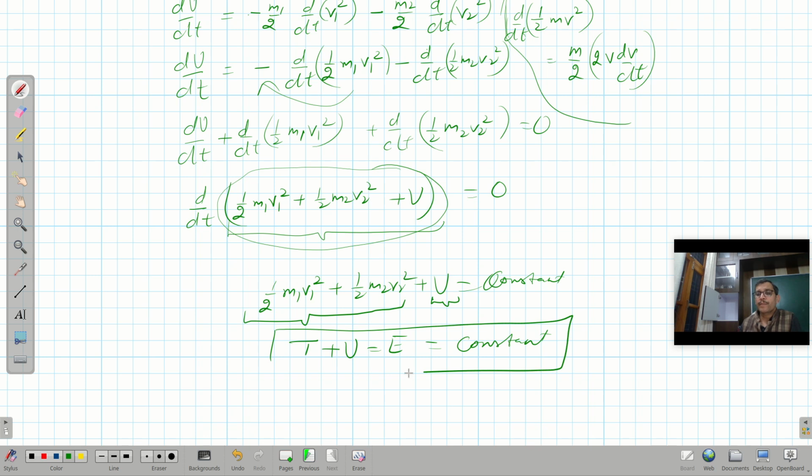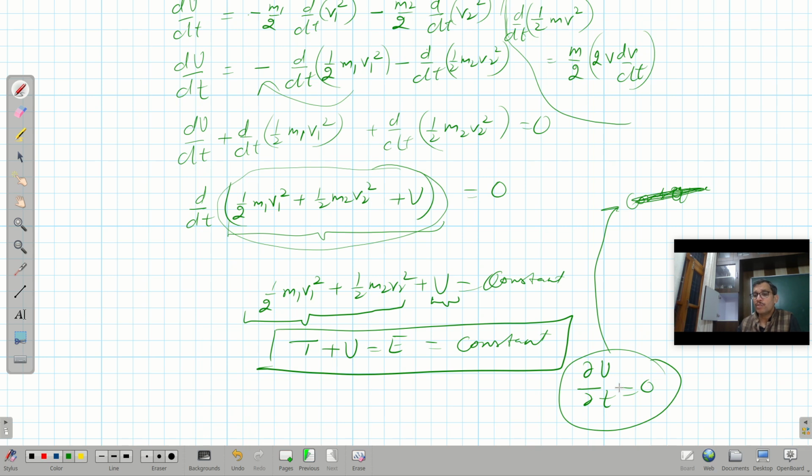Thus, the partial derivative of u with respect to t comes out to be 0. It is a consequence of what? It is a consequence of homogeneity of time, and because of this, the total energy of the system remains conserved. Thus, homogeneity of time leads to the law of conservation of energy. Right? So that's all for this lecture.